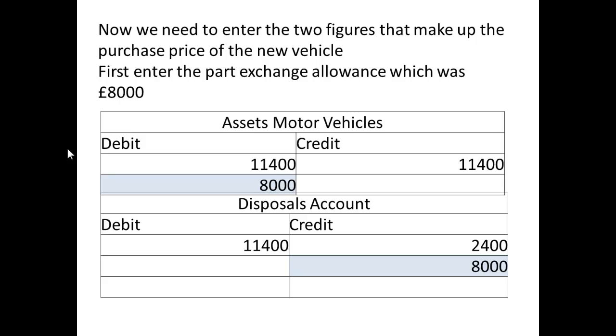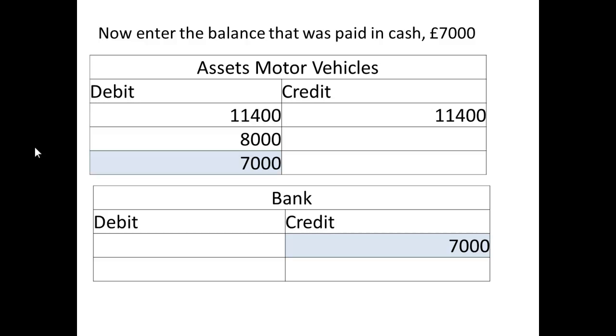So what's the next step? Well, there are two figures that made up the purchase price of the new vehicle. Let's start by entering the part exchange value. We debit the asset motor vehicles account with $8,000, and then we're going to credit the disposals account with $8,000 as if it was proceeds for a sale. Now the balance is paid in cash, so again we've got to debit the motor vehicles account with the £7,000 that was paid in cash, and of course the other side of that entry will be a credit to the bank of £7,000.